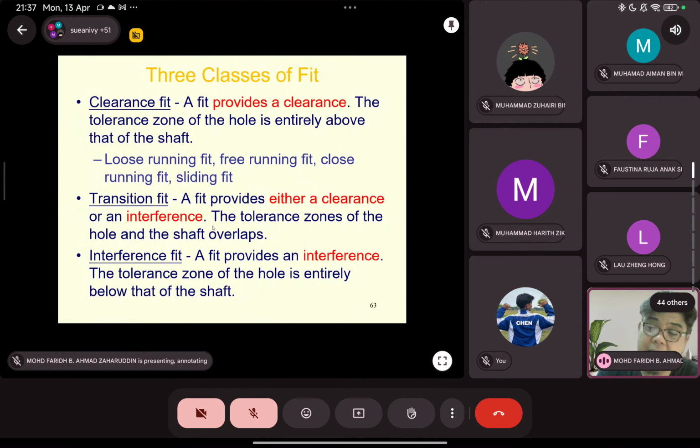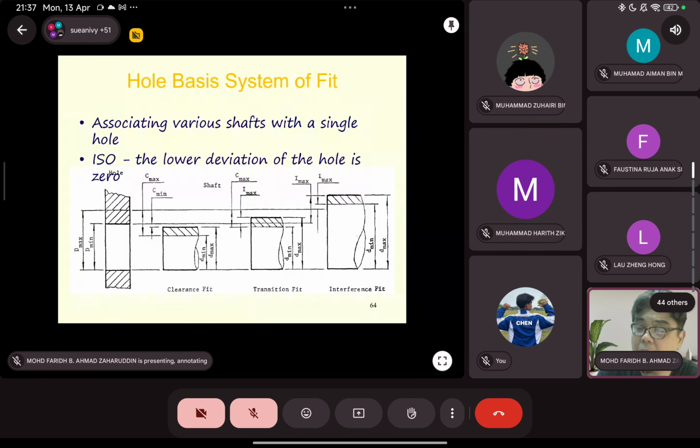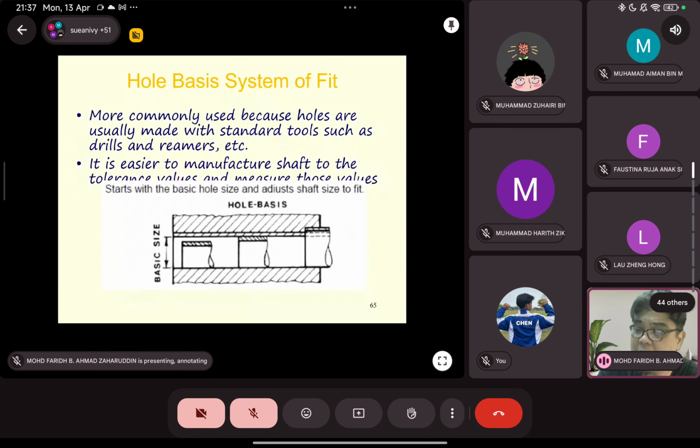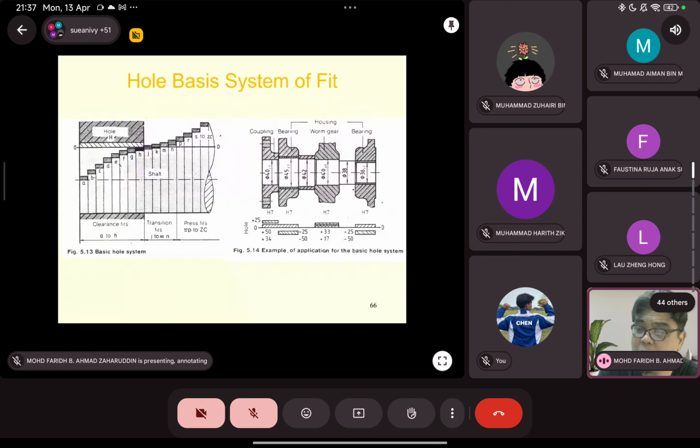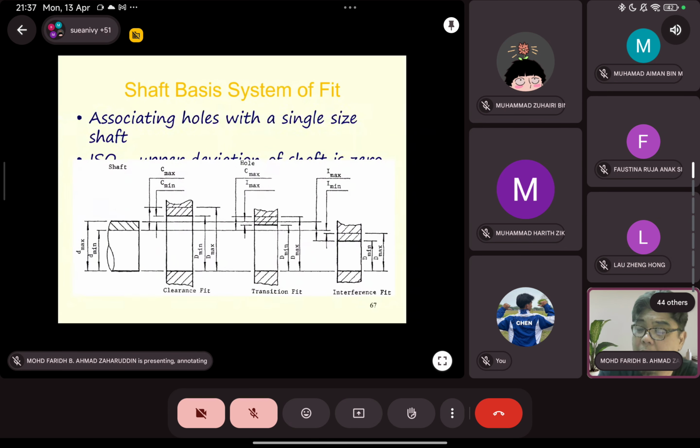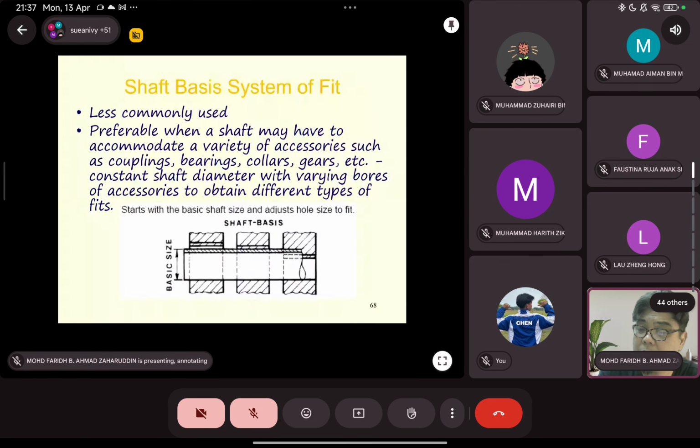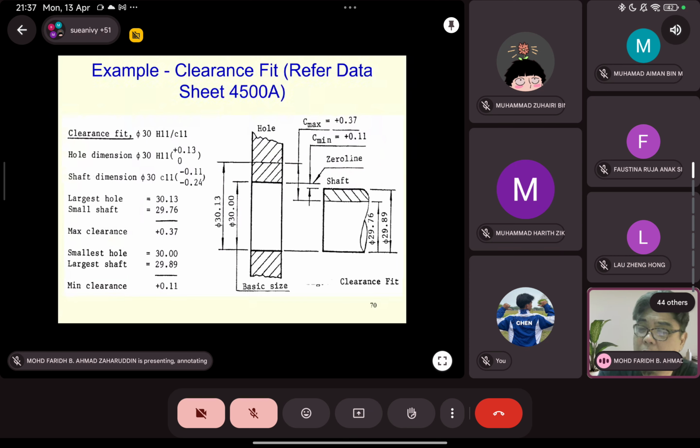I'm not going to explain this again. Clearance fit, transition fit, interference fit. I did show some examples earlier in the class. This I did mention just now. You can read this one by yourself, no problem, not to worry. Okay, now we start the calculation.